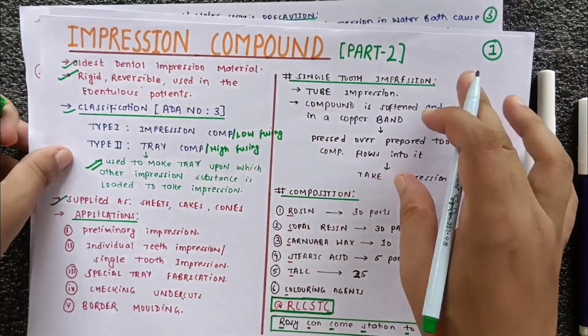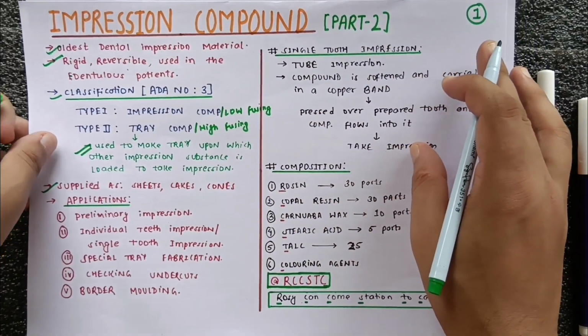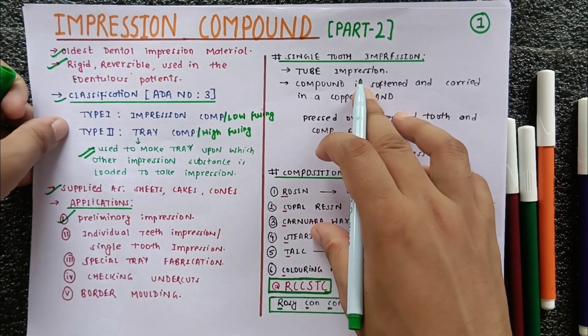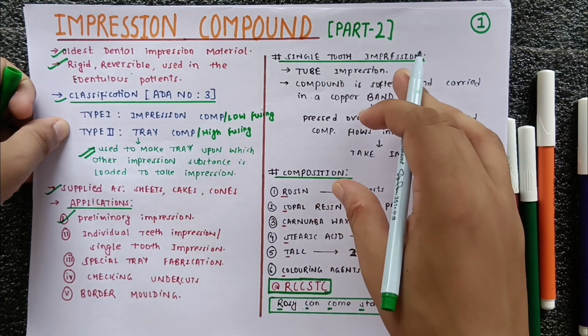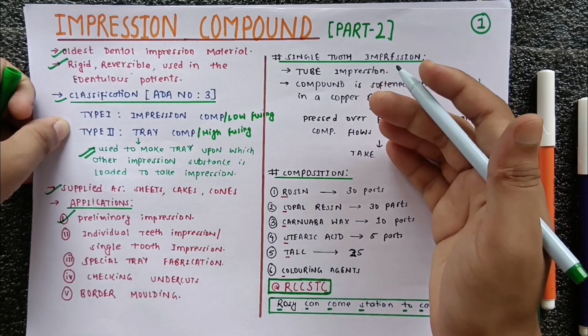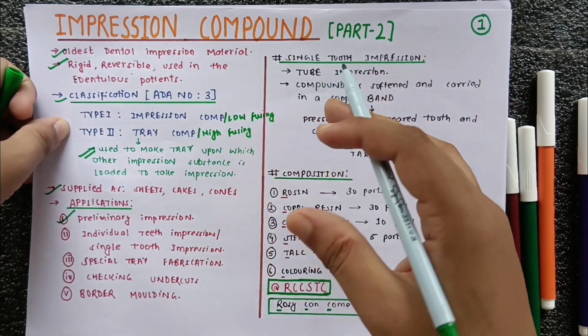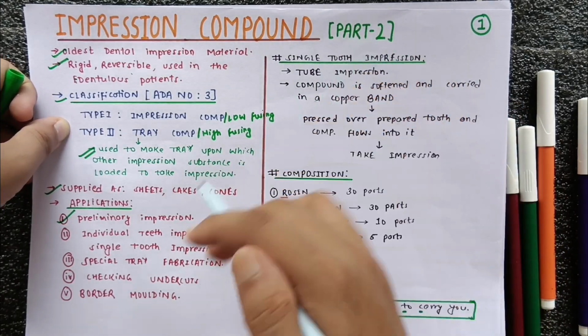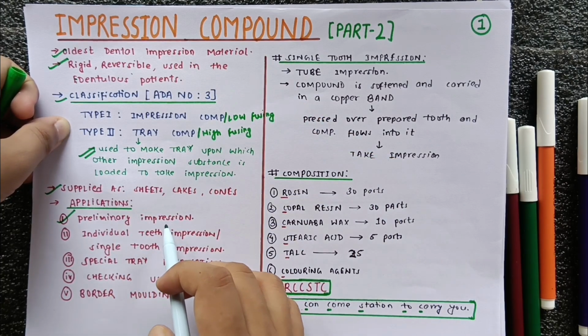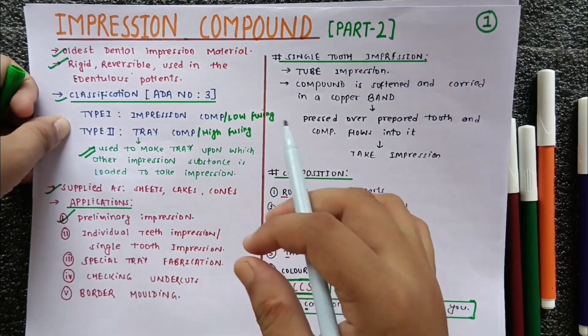So when we discuss the complete denture, we will study taking the primary impression and taking the secondary impression, the secondary or final impression. You can understand that well later, but for now just remember impression compound is used for taking the preliminary impression. I'll just say it in short.